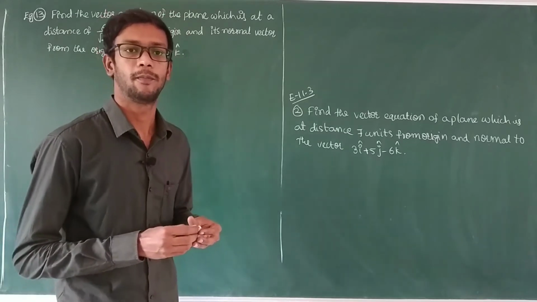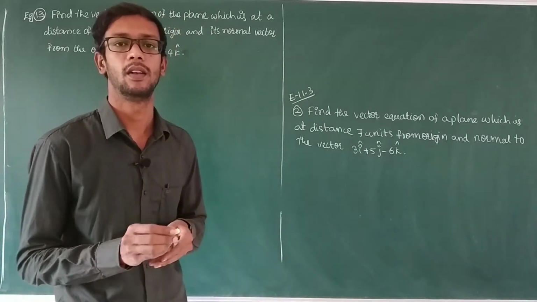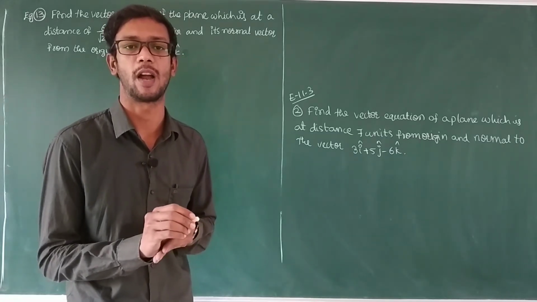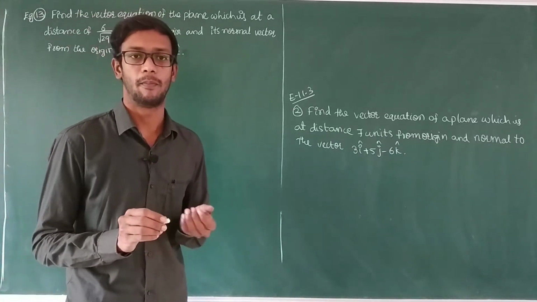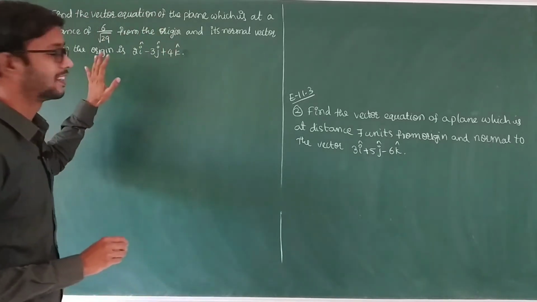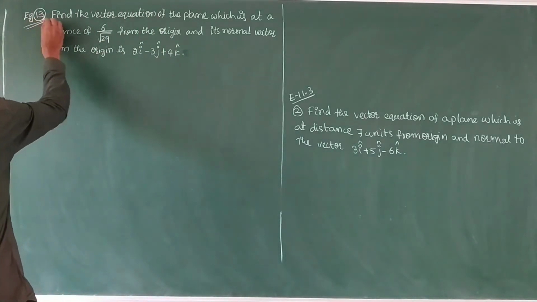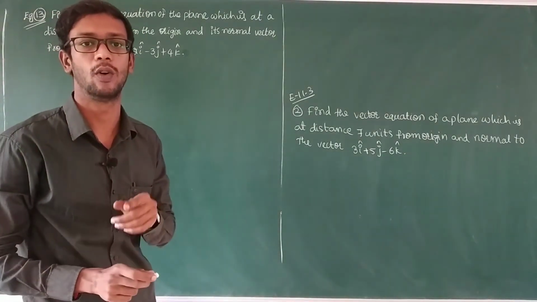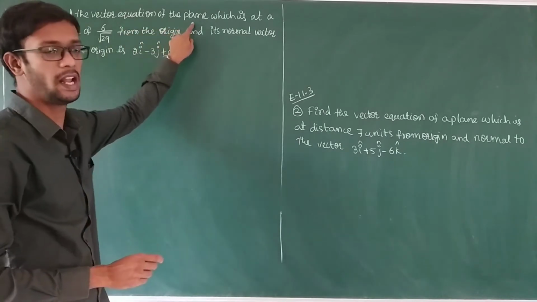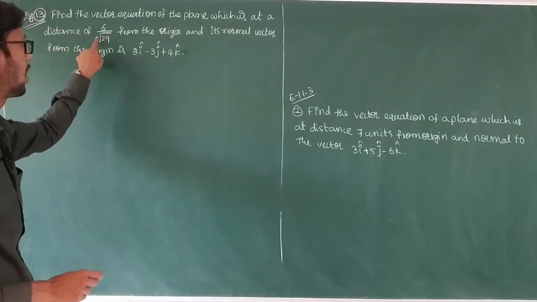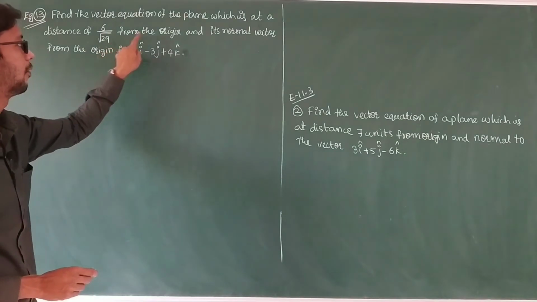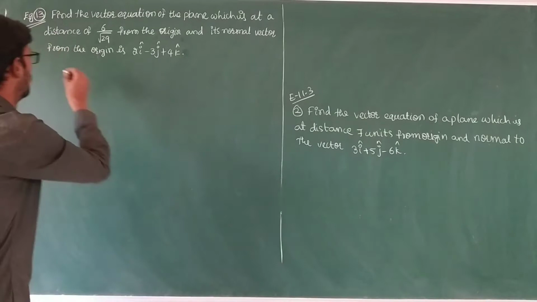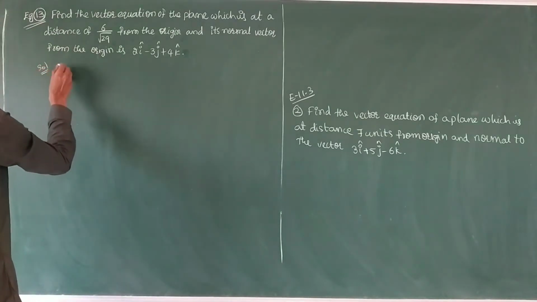Now we see the problems based upon that normal form, the plane equation in normal form. Example 13. Find the vector equation, no need to find the Cartesian equation, only the vector equation of the plane which is at a distance of 6 by root 29 from the origin. The distance from origin to plane is given. Solution, we'll first write what is given.